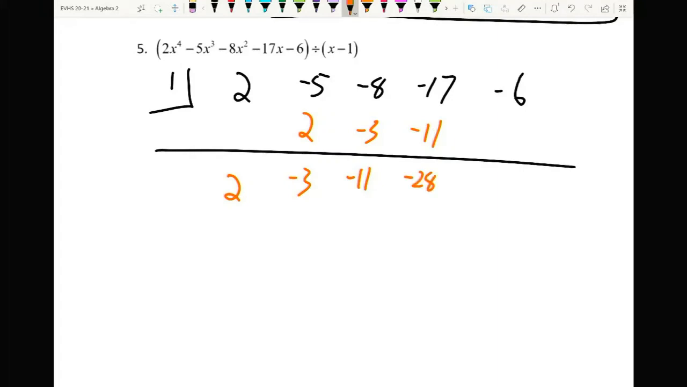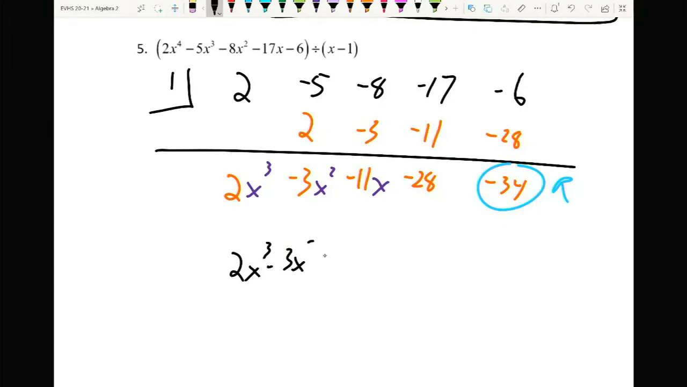Multiply 1 times negative 28 is negative 28. Negative 6 minus 28 is negative 34. There's my remainder. And you know what, so I don't make any mistakes this time, I'm going to go ahead and write these in. That was x to the 4th. Decrease that by 1. We got x cubed, x squared, x. So my answer is 2x cubed minus 3x squared minus 11x minus 28. I got a negative 34, so minus 34 over x minus 1.